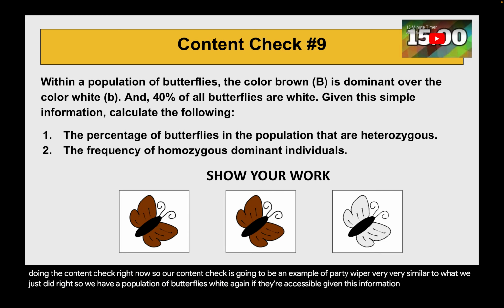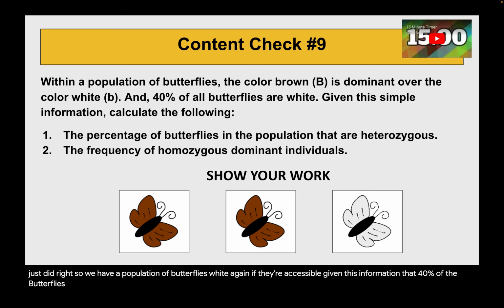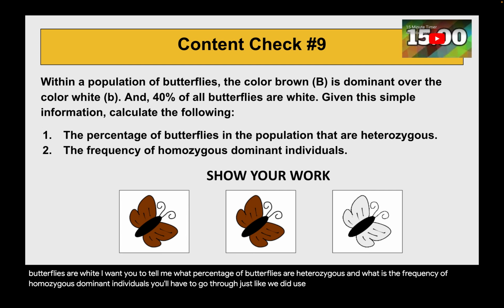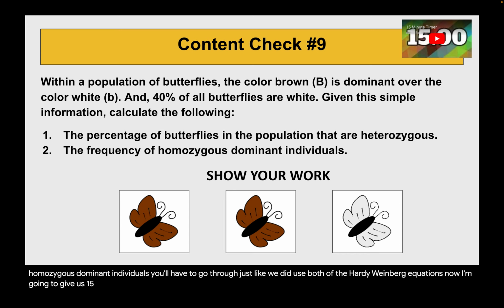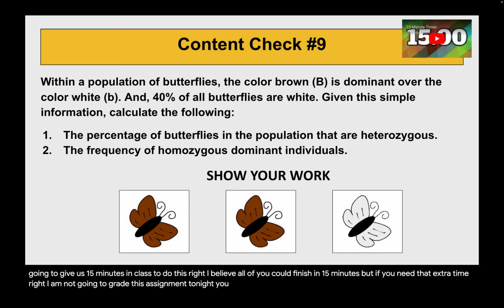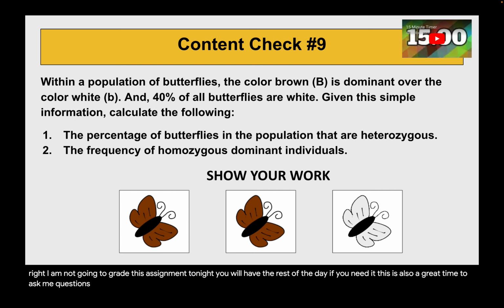Given this information, that 40% of the butterflies are white, I want you to tell me what percentage of butterflies are heterozygous and what is the frequency of homozygous dominant individuals. So you'll have to go through, just like we did, and use both of the Hardy-Weinberg equations to come up with an answer. I'm going to give us 15 minutes in class to do this. I believe all of you can finish in 15 minutes, but if you need extra time, I am not going to grade this assignment tonight. You will have the rest of the day if needed. But this is also a great time to ask me questions if you need any clarifications.